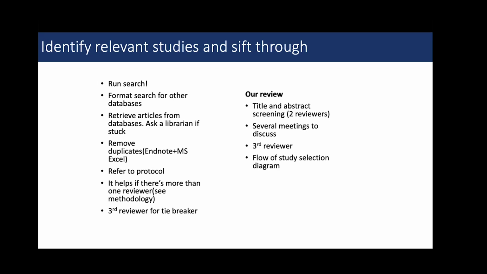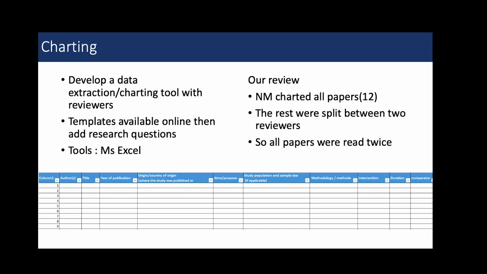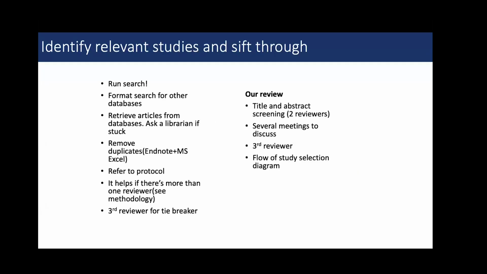So what we did with two reviewers, Chris and I, we screened all the titles and abstracts, and everybody had their own separate lists. And then we had several meetings to discuss and sift through the papers and agree on an initial list of papers that we were going to read through. So all this will end up in your study flow diagram, which I think we're all aware usually ends up in our publication if you're going to publish this work.